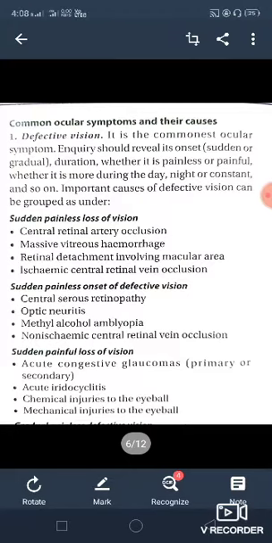Then, sudden painful loss of vision occurs due to acute congestive glaucomas, acute iridocyclitis, chemical injuries to the eyeball, mechanical injuries to the eyeball.